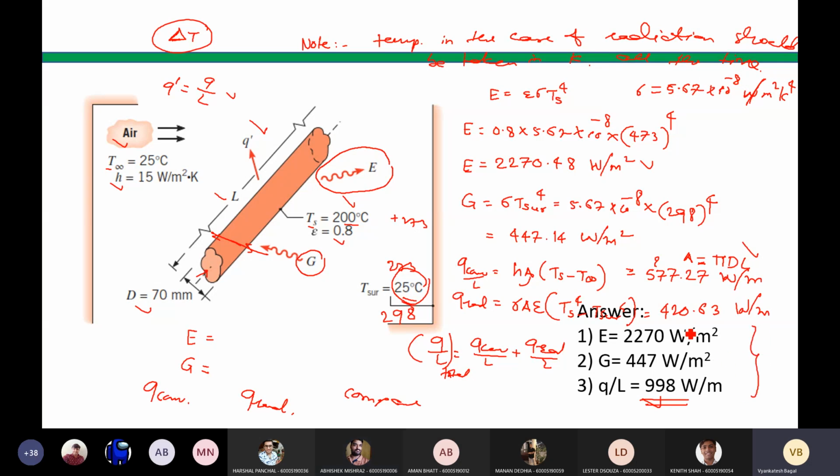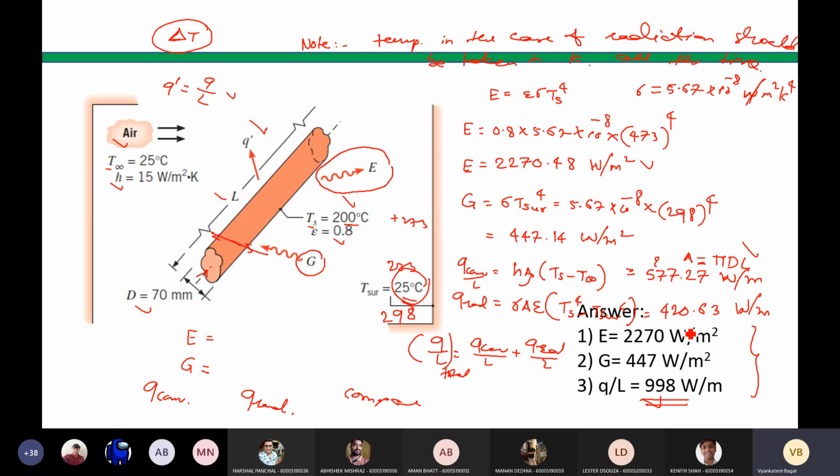So through this problem, what we understood is how to deal with situations when you have more than one mode of heat transfer, how to calculate their individual contributions, and then how to find the total heat transfer from your surface. Now what is your comment about this comparison between convective and radiative heat transfer? In this case, which one is contributing more? Convection. So convection is contributing slightly more than radiative heat transfer.